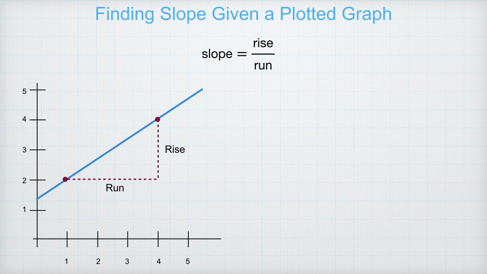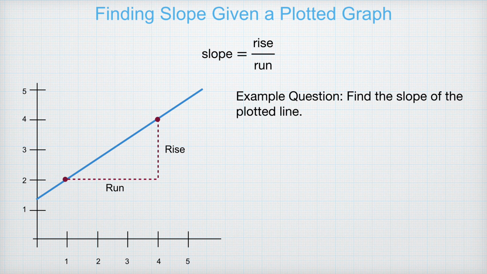If the line is increasing from left to right, then the line has a positive slope. If the line is decreasing from left to right, then the line will have a negative slope. Example question. Find the slope of the plotted line.